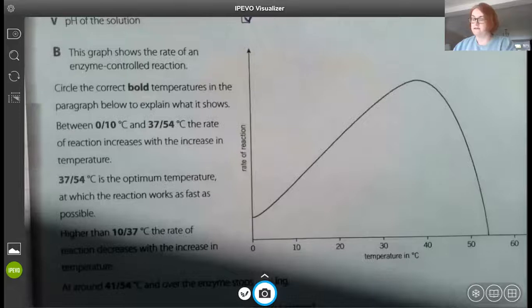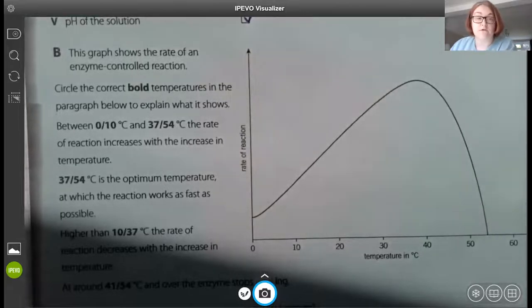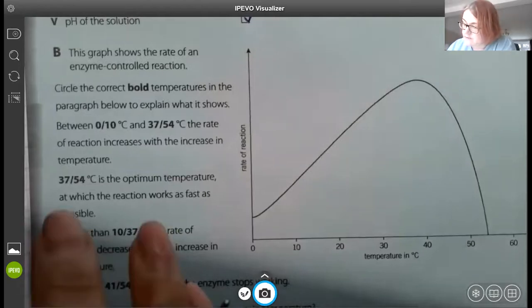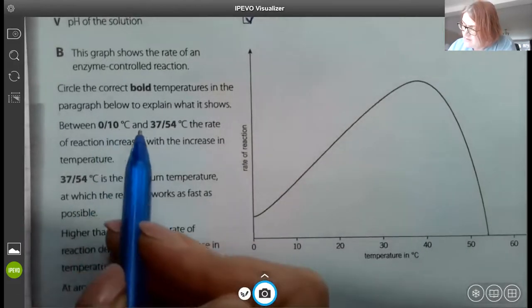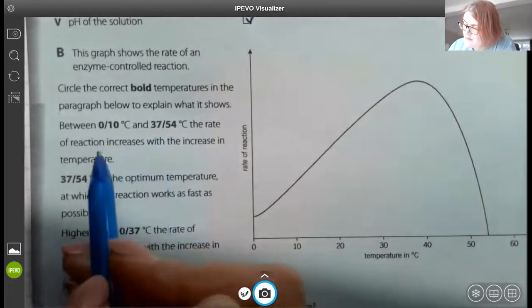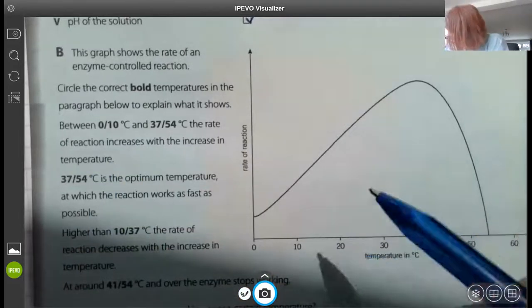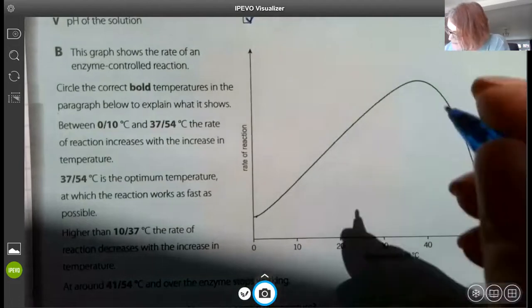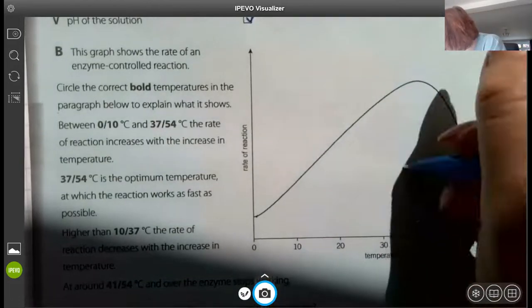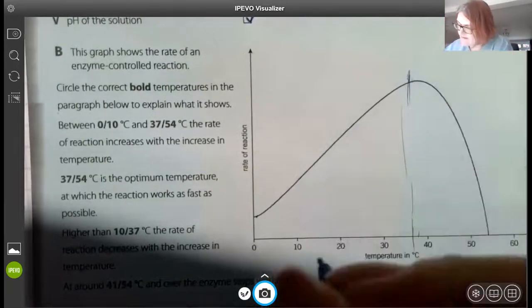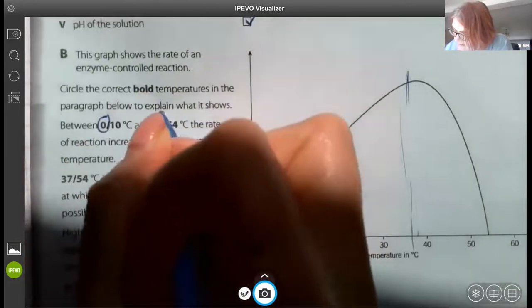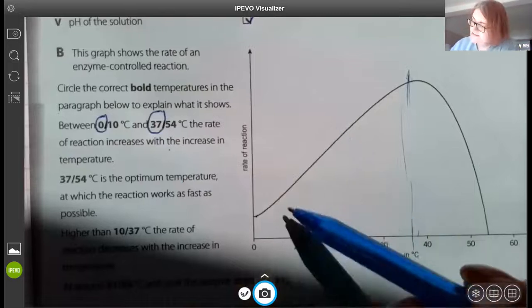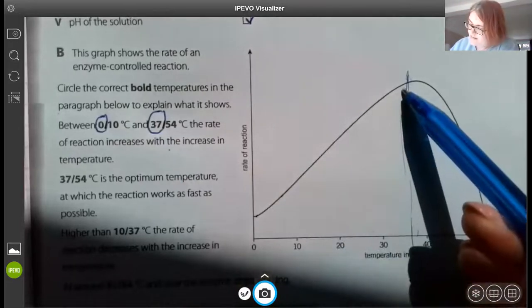So the graph shows an enzyme controlled reaction, just like the one that I've just drawn in my book. Circle the correct bold temperatures in the paragraph to explain what it shows. So between 0, 10, 37 and 54, the rate of reaction increases. So it's going up between 0 and about, so when's it increasing? That's about there, so about 37. So we want 0 and 37, the rate of reaction increases with the increase in temperature. And you can see that we've got a roughly straight line going up there.